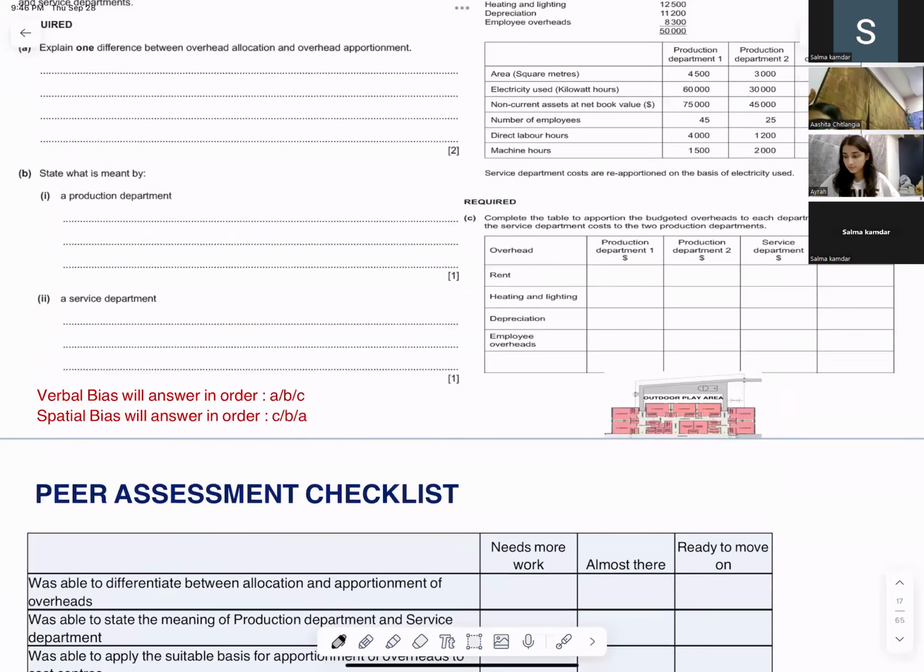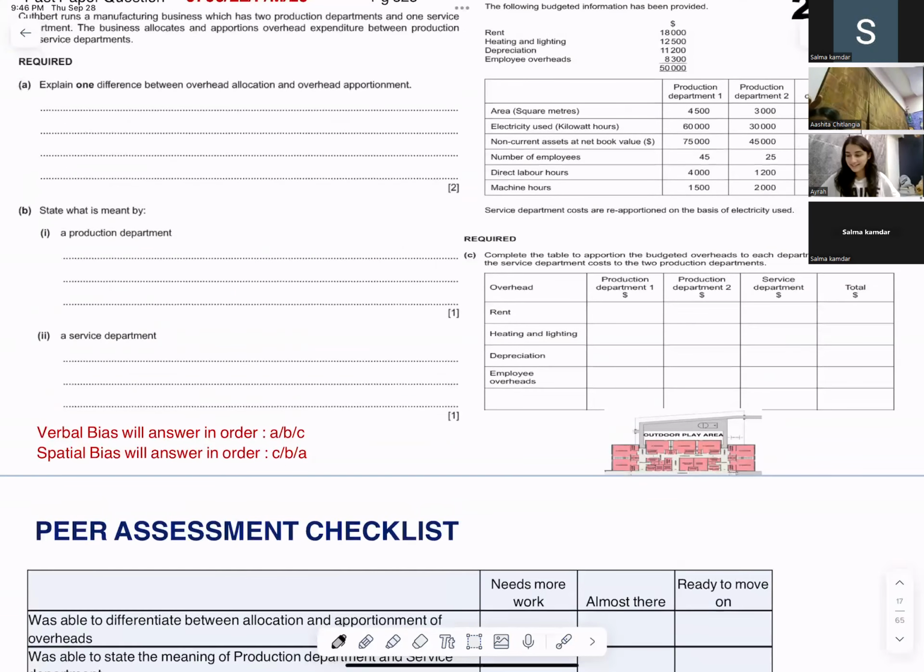I did not understand anything of what you all said. What is a cost center? A cost center is a department where an item of expenditure is incurred. It is charged, not incurred. Okay. Then what is a production cost center and what is a service cost center?